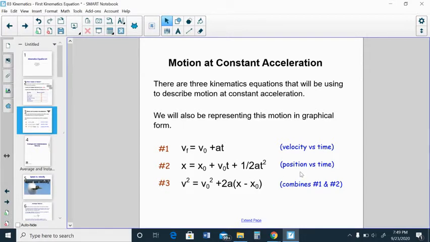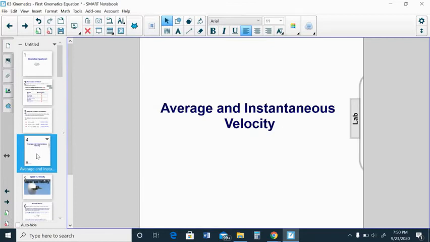The second one will relate position versus time. And the third one kind of combines 1 and 2. And you'll notice there's no time referenced in this equation. So in instances where you'll have to solve for an unknown and no time is given, you can still do that using this equation. Now you'll notice we have V and A here that represents velocity and acceleration. So before we get to the first kinematics equation, we have to go over average and instantaneous velocity.